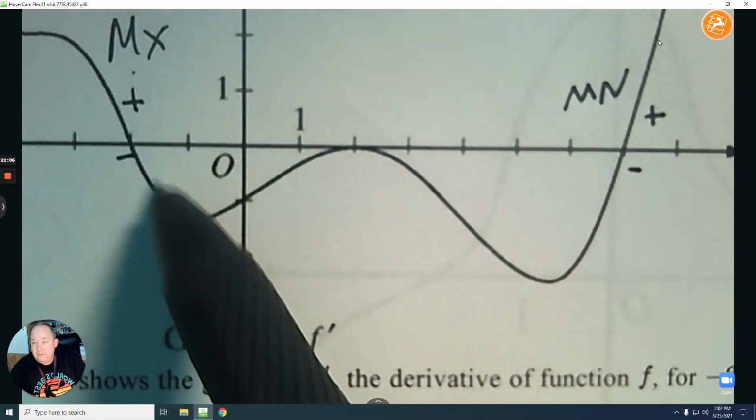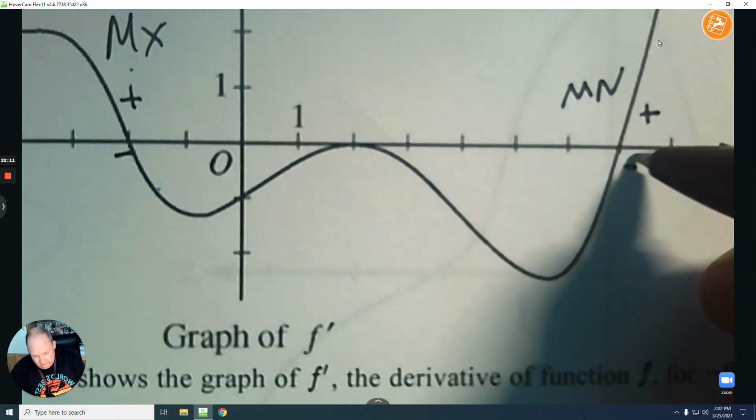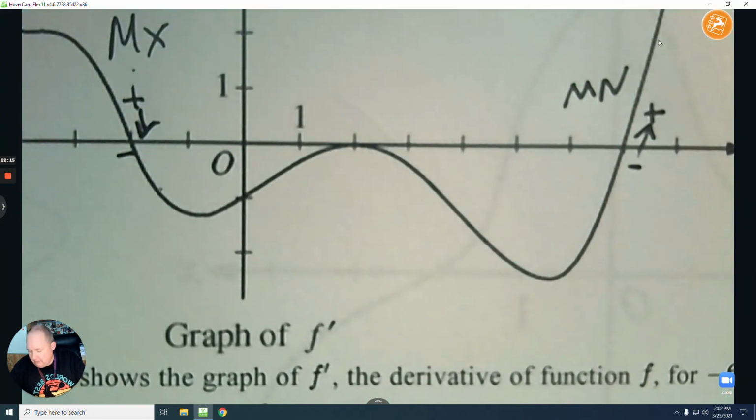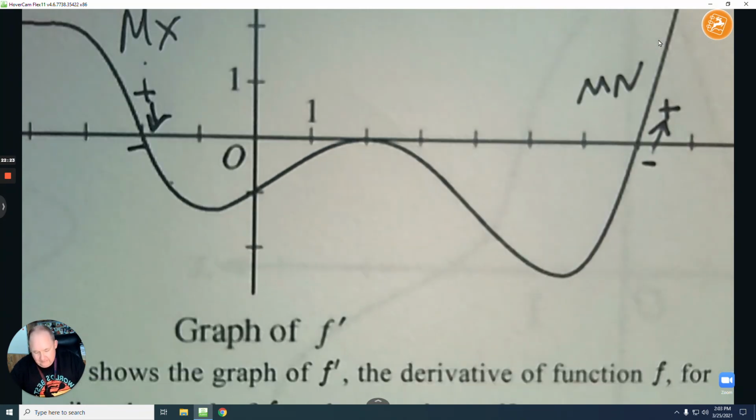So positive to negative, that's a maximum. Negative to positive, if you like, that's a minimum. So it has one maximum and one minimum. So the answer to 12 is A.